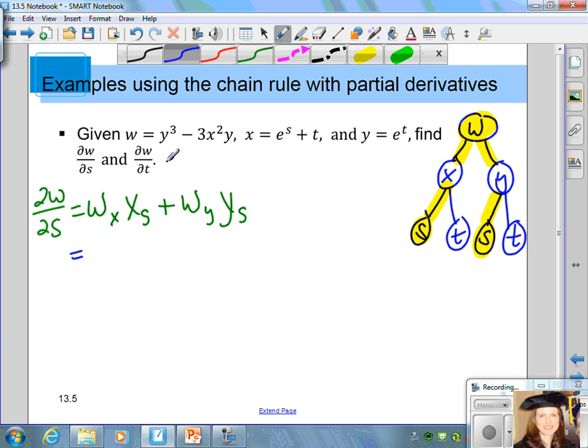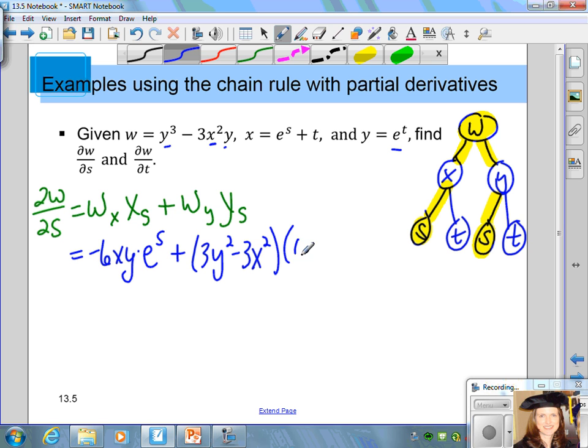The derivative of w with respect to x is where you treat x as a variable and y as a constant, and that derivative is negative 6xy. The derivative of x with respect to s, you treat s as a variable, t as a constant, so that's going to be times e to the s, plus the partial of w with respect to y, treat y as a variable and x as a constant. That derivative is 3y squared minus 3x squared times the derivative of y with respect to s. Now here we have y equals e to the t, so we're going to treat t as a constant. That derivative is going to be 0.